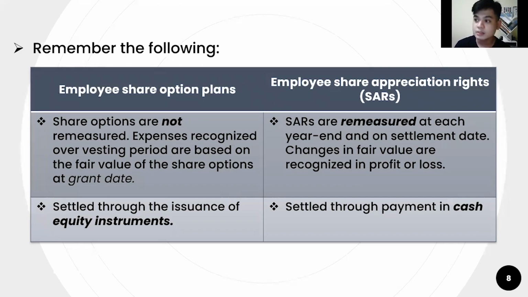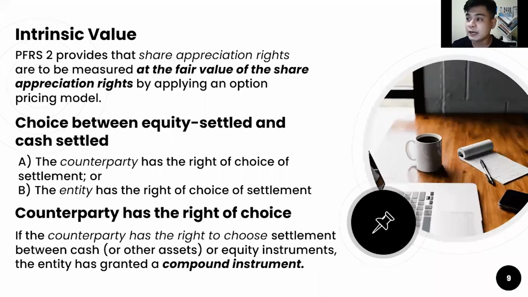Okay, clear po tayo doon. Punta tayo sa intrinsic value na alam kong na-meet na natin doon sa first part ng aming video. For this time naman, PFRS 2 provides that share appreciation rights are to be measured at the fair value of the share appreciation rights by applying an option pricing model.